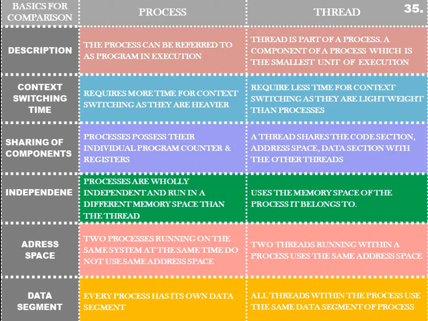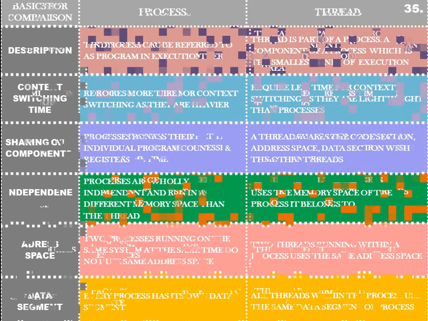So of course threads run within a process using the same address space. One thread can use the address space of another thread, while every process has its own separate data segment, while all threads within the process use the same data segment of their process. It means a thread exists inside a process. A thread is part of a process, so a thread can use the data segment of its process.